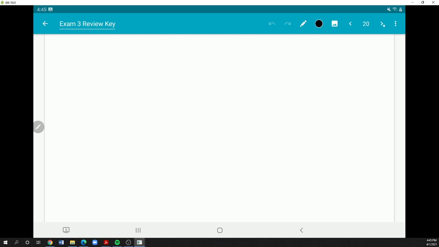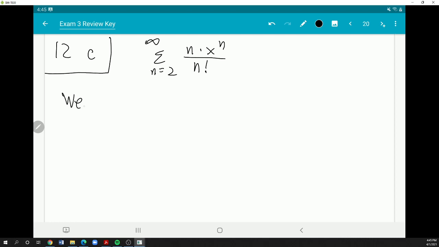So let's do 12c. The sum from n equals 2 to infinity of n times x to the n over n factorial. So now we use the ratio test again, because I see a factorial. And so I look at the limit as n goes to infinity of, well, I need to know what my a_n and a_(n+1) are.